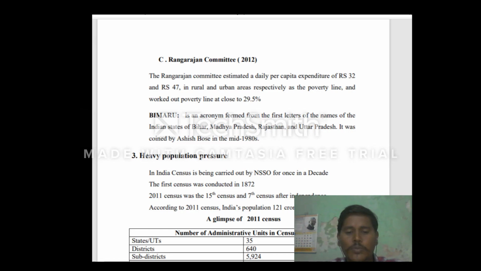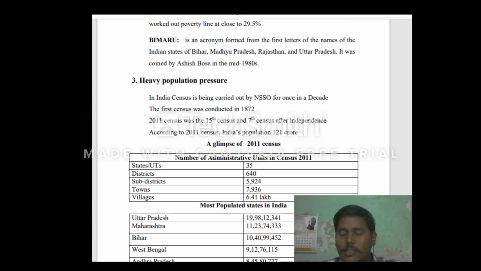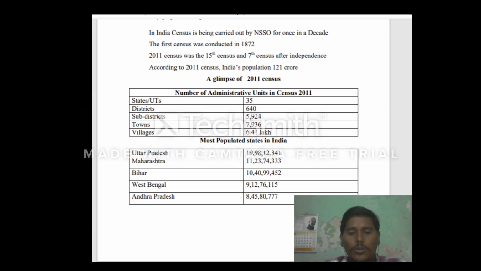According to the 2011 census, India's population is around 121 crore. In fact, in this year 2021, a census needs to be conducted by the central government. In the 2011 census, around 35 states and union territories were covered, 640 districts, 5,924 sub-districts, 7,936 towns, and 6.41 lakh villages.